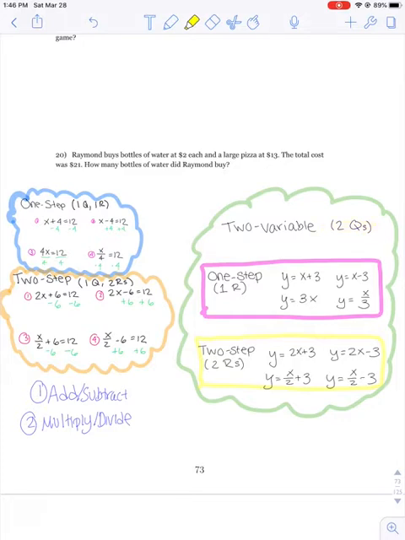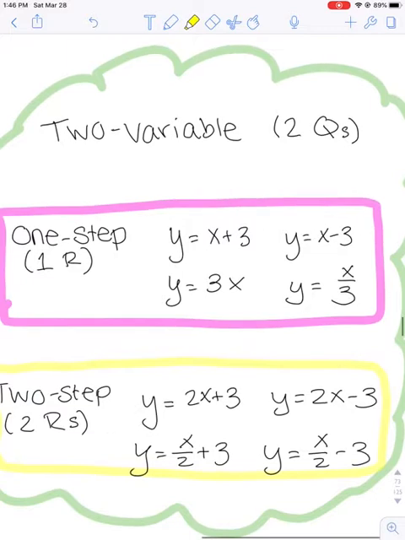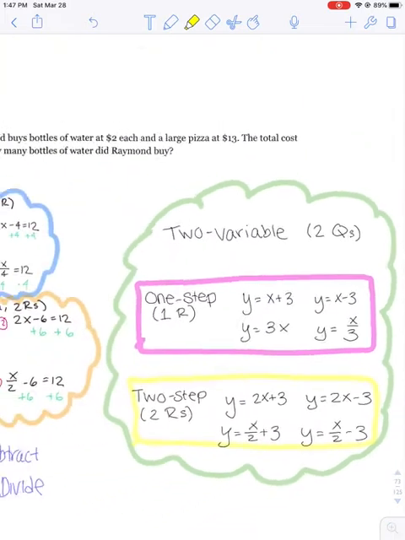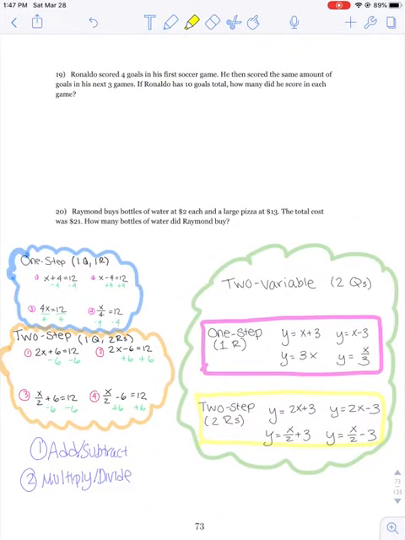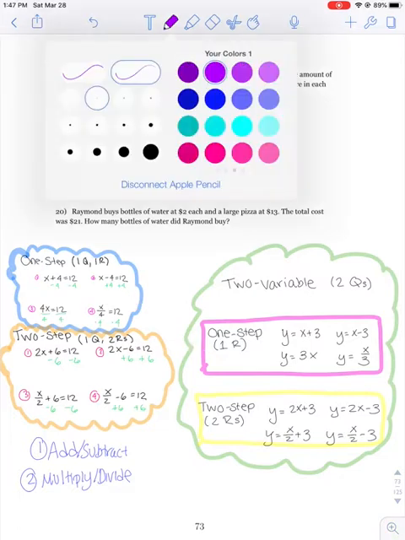And then within that subset, you see my pink box is all the possibilities for one-step equations with two variables. Those will only have one relationship. So those can be like y equals x plus 3 or y equals x minus 3, y equals 3x, y equals x over 3. These are exactly the same as the ones in the blue cloud, except instead of the 12, I have a y there, but they're all the same.